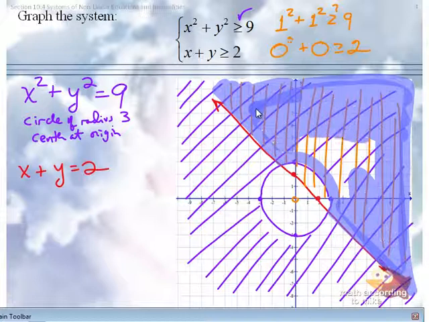All right. So any point in this region satisfies both inequalities.